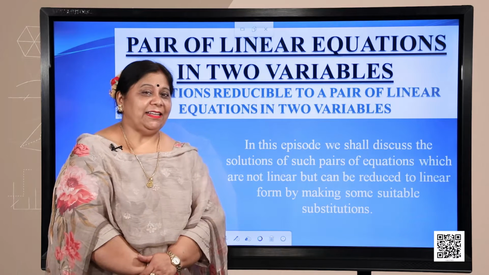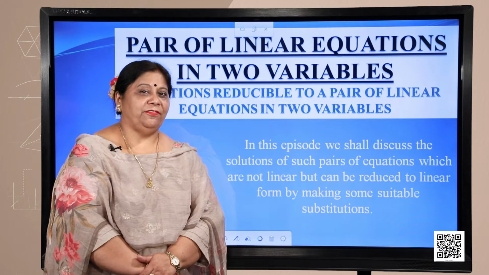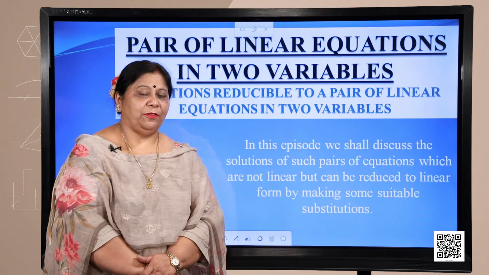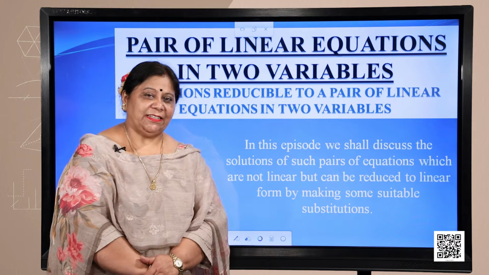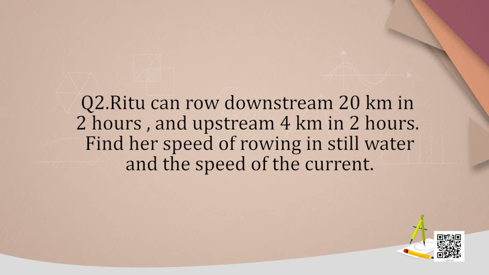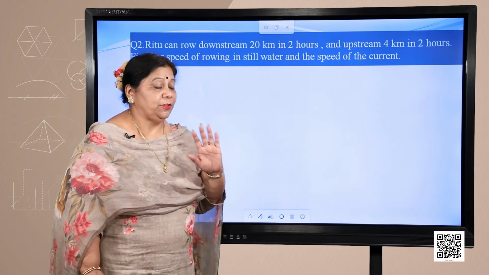Students, let us learn how to solve the word problems with the help of algebraic methods. Here goes the first question of exercise 3.6 word problem. Our question says Ritu can row downstream 20 kilometers in 2 hours and upstream 4 kilometers in 2 hours. Find her speed of rowing in still water and speed of the current. Very interesting and very easy question.